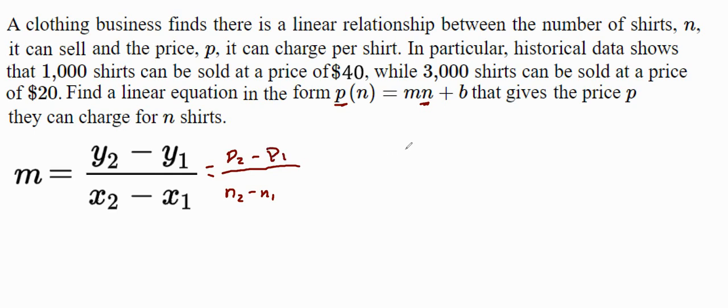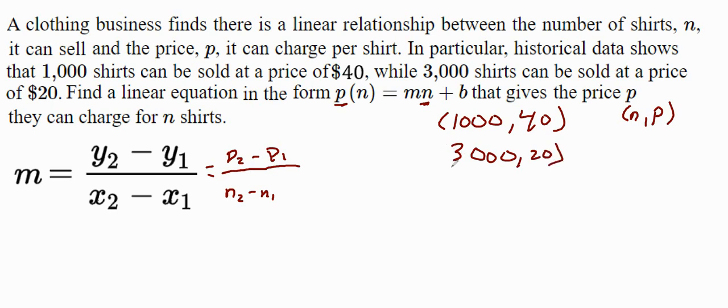Now we just need to list the points. We have the point 1,000, 40. And do note that this is going to be in the form of n, p. And we also have the point 3,000, 20. Once we list our points, we just put it into our slope equation. And it can be helpful to list it as here's n sub 1, my first n, my first p, my second n, and my second p.